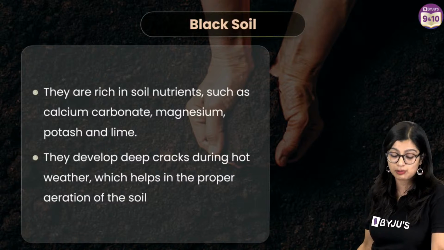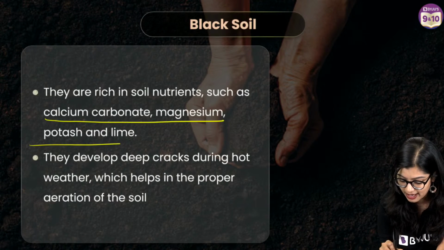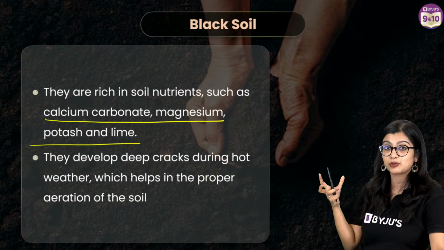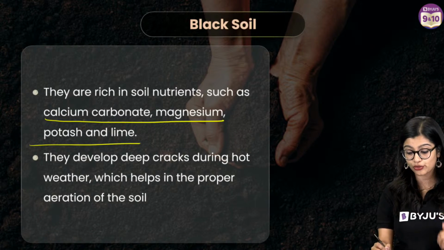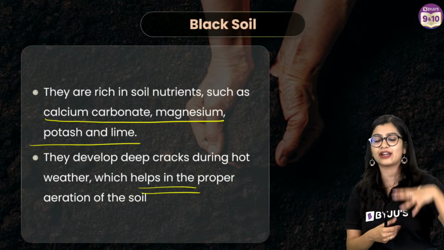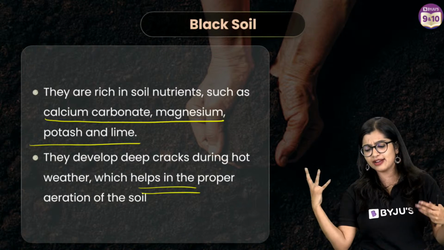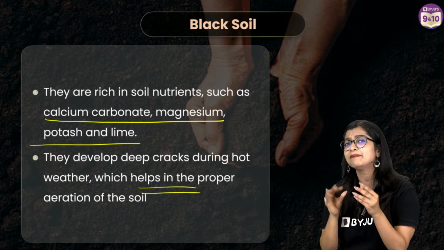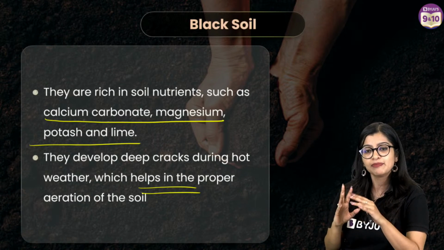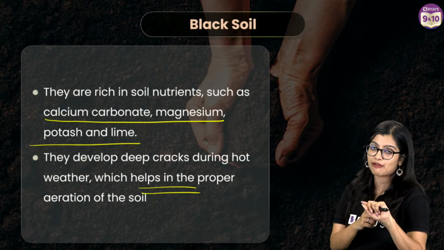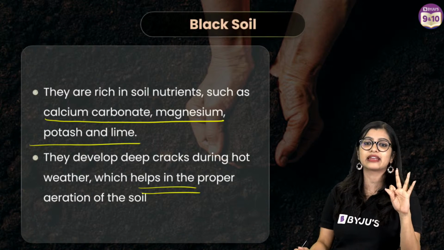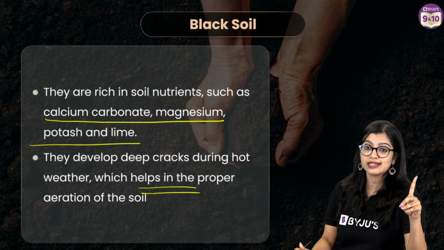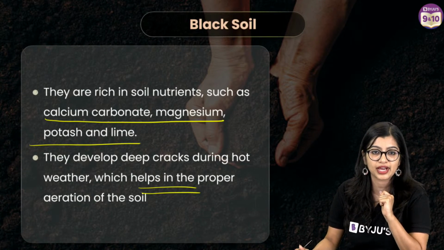Now, an interesting thing is black soil is extremely rich in calcium carbonate, manganese, potash and lime, right? And especially during summer season, it develops a lot of cracks. This allows a lot of air to enter and there's proper aeration. Then during the monsoon season, or the first monsoon, the soil becomes very sticky, but nonetheless we're able to grow crops. These are important characteristics you will have to remember because they can ask you questions like write 3 characteristics about black soil, write 3 characteristics about alluvial soil.